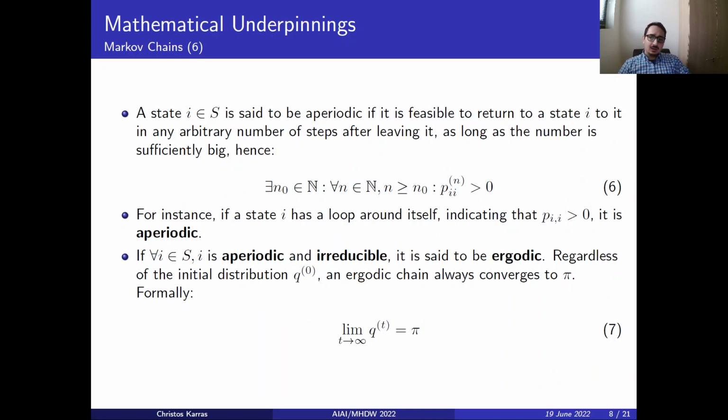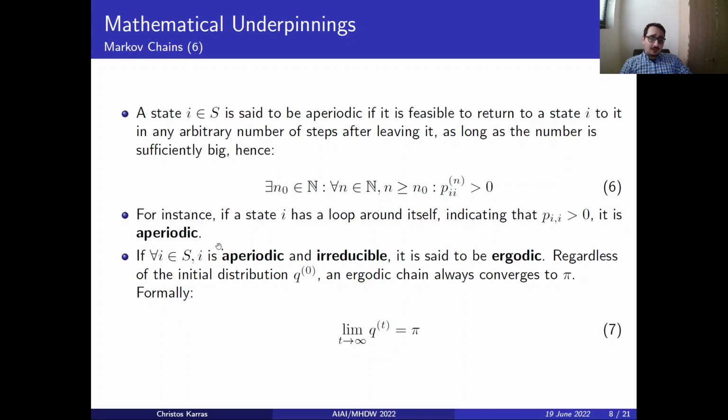A state i belonging to a set S is said to be aperiodic if it's feasible to return to state i in any arbitrary number of steps after leaving it, as long as this number of steps is sufficiently big. Hence we have this inequality to express that. For instance, if the state i has a loop around itself, indicating that this P_ii is greater than 0, it's known as aperiodic.